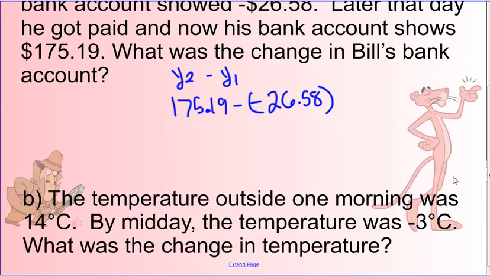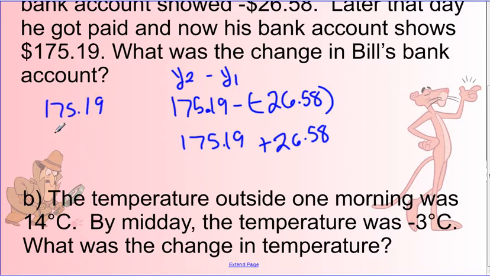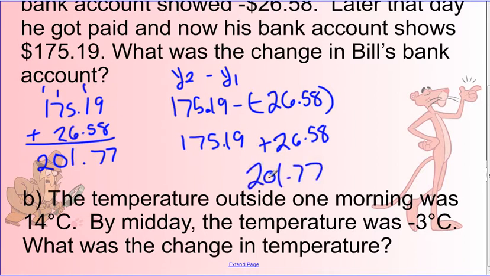Now, when we do this subtraction, first off we have to do our KFC because we're subtracting, and minus a negative is really a plus. So this becomes 175.19 plus a positive 26.58. And to add those numbers together, I'm literally just going to write it out over here. 175.19 plus 26.58: 9 plus 8 is 17, carry the 1, 7 plus 1 is 8, 9, 10, carry the 1, 2. So the change is 201.77, and it is a positive change.